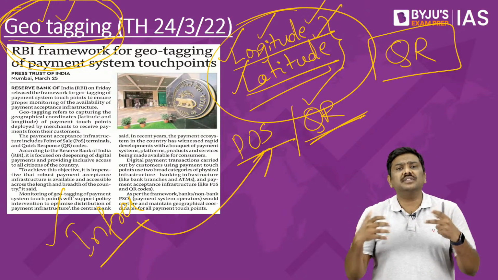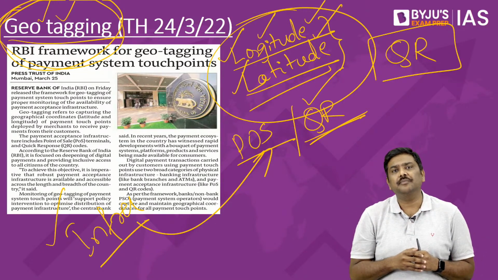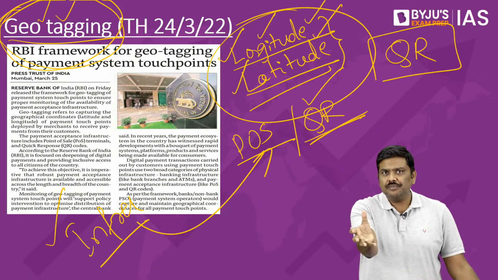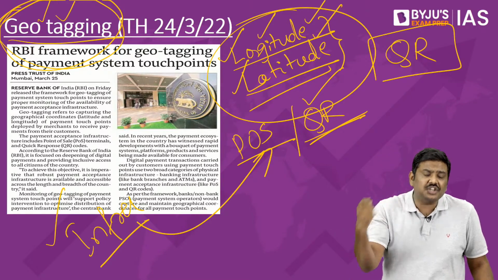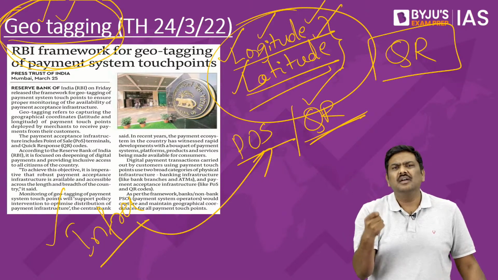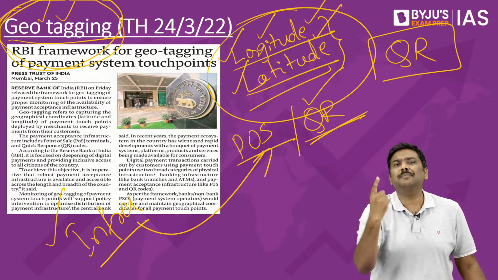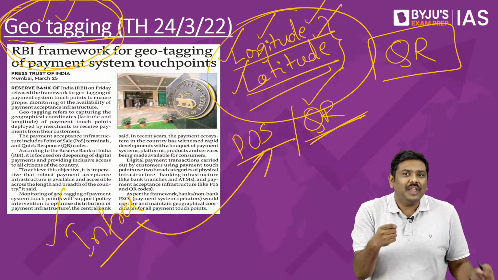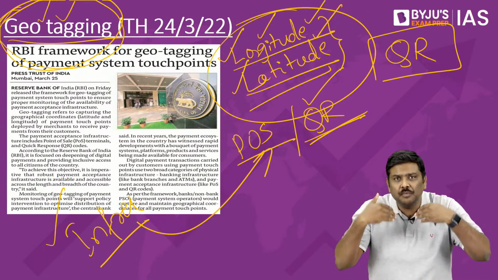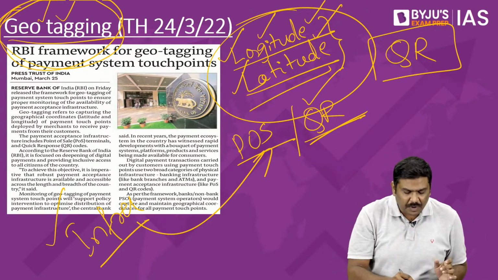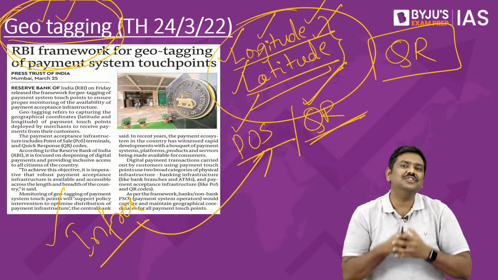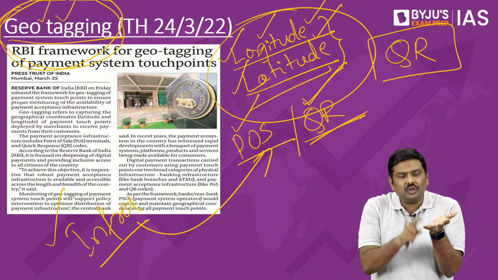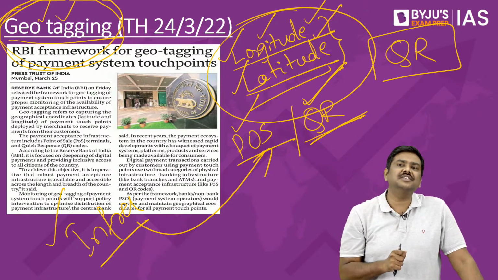Sir, what is the importance of finding the infrastructure density? Imagine there is a village, there are 1,000 people in the village who are using digital transactions to make payments, but there is only one QR code in that village. Don't you think it is the duty of RBI now to push more and more service providers to provide POS as well as QR code infrastructure in this village? So one, you want to find out what is the infrastructure density.